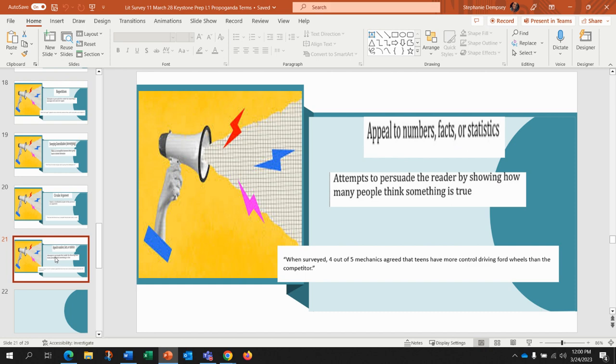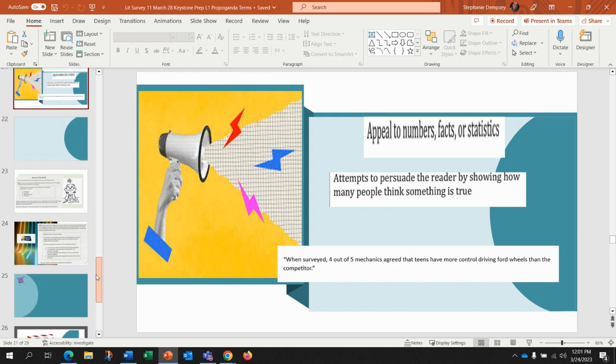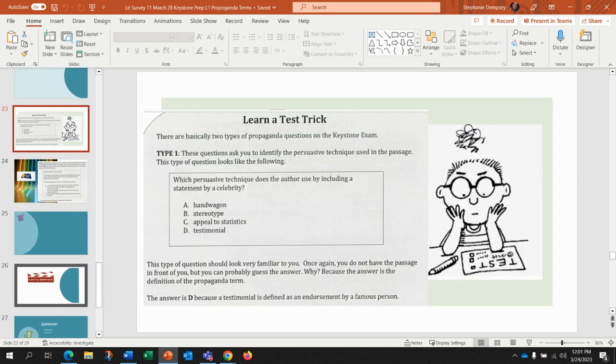Which leads us to our last one, which is the appeal to numbers, facts, or statistics. This is the attempt to persuade the reader by showing how many people think something is true. "When surveyed, 4 out of 5 mechanics agreed that teens have more control driving Ford wheels than the competitor." That is persuading us by showing that many people, especially people in the line of work of working with cars, would agree. That's when you'll see commercials for toothpaste that say 4 out of 5 dentists recommend this toothpaste.